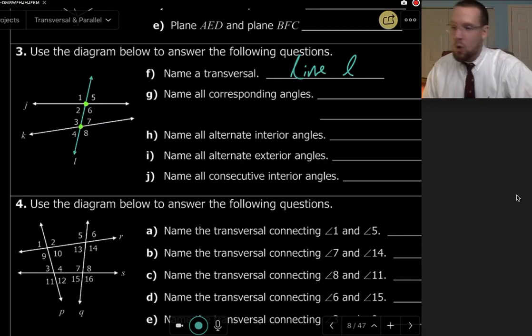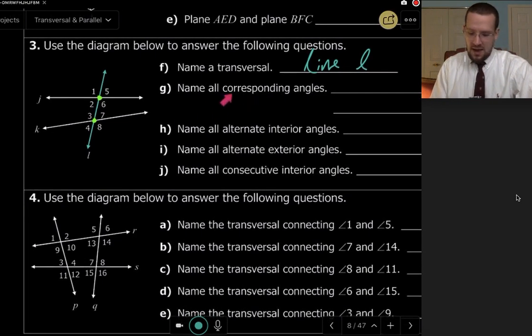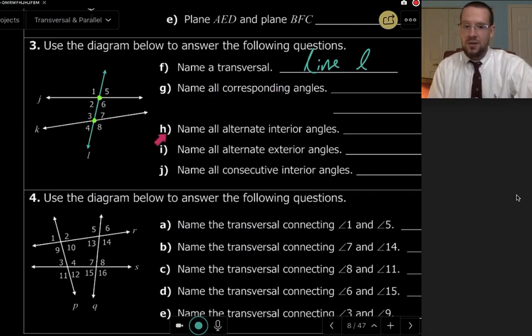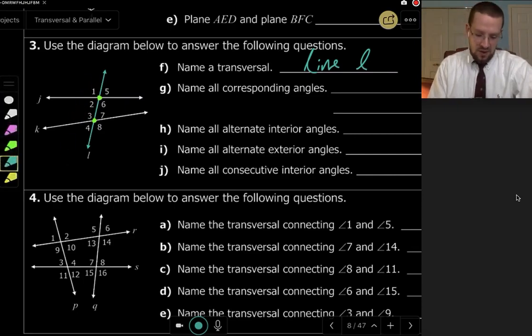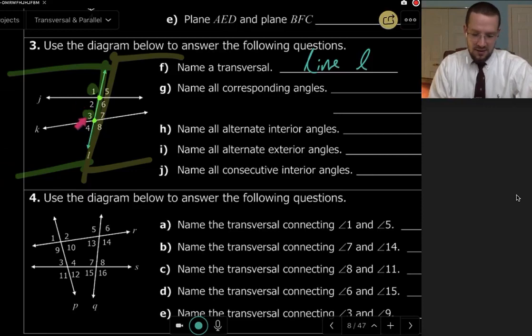Okay, name all corresponding angles. Corresponding angles are angles on the same side and in the same place. Same side, same place. So first I'm going to look at this side on the left, and then I'm going to look at the side on the right. So how about 1 and 3? Those are on the same side in the same place. They're on top and to the left, top left, top left, bottom left, bottom left.